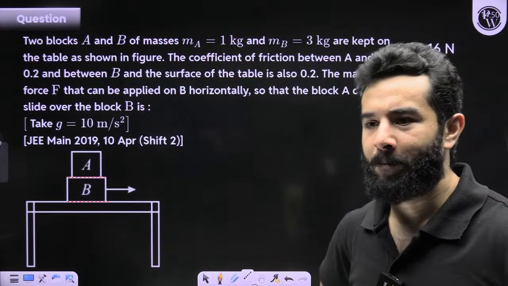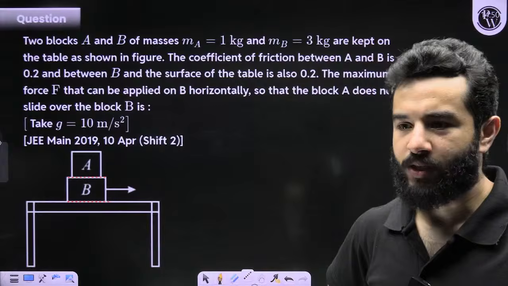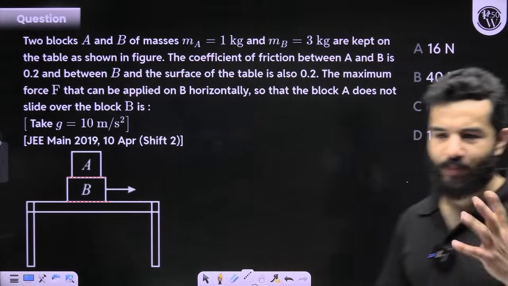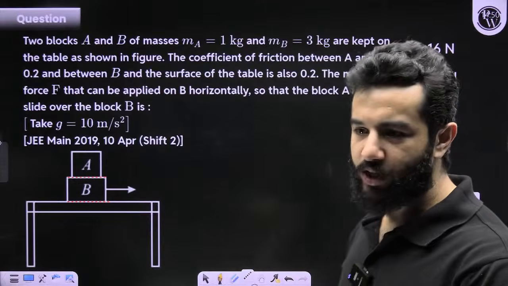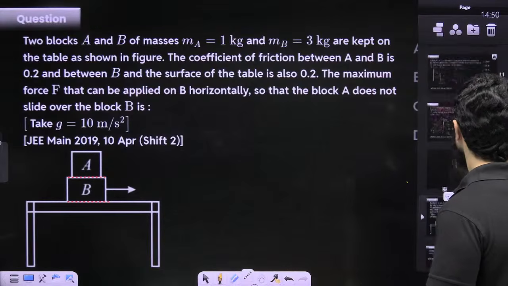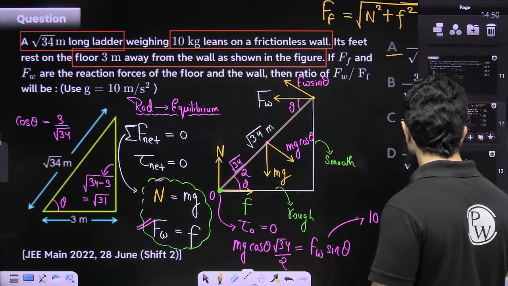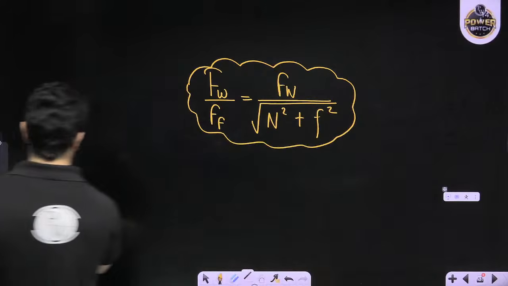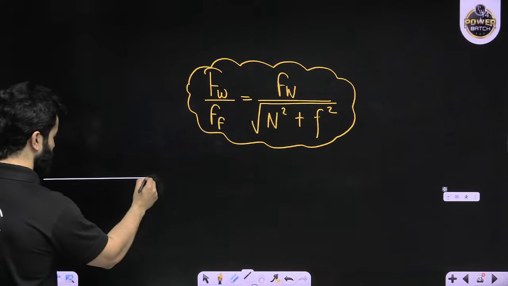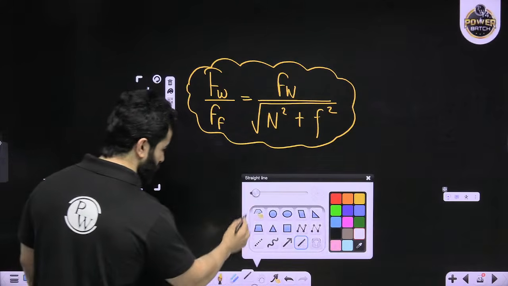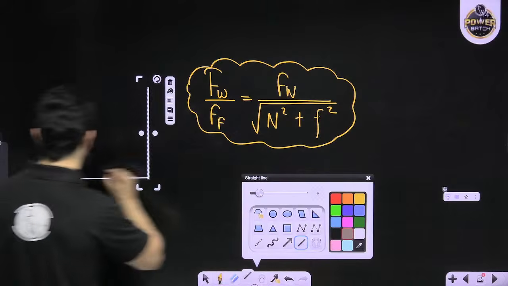Be quick. Free body diagram. Okay, no problem. Let me explain the free body diagram again. See, free body diagram is very simple. You have got a floor like this, you have got a wall like this, and you have got a rod somewhat like this.